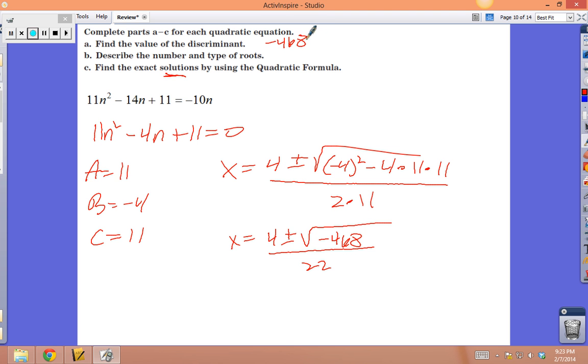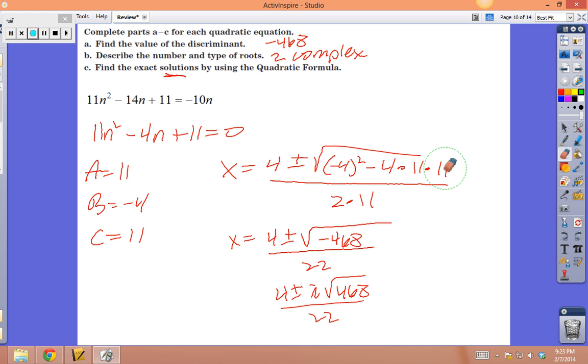And I know because it's negative, that's going to be imaginary, so I'm going to expect 2 complex solutions. Okay, now find them. So move number 1, I'm going to take the imaginary out, so it's going to be 4 plus or minus an imaginary times the square root of 468 all over 22.